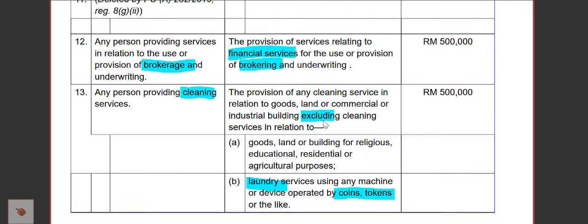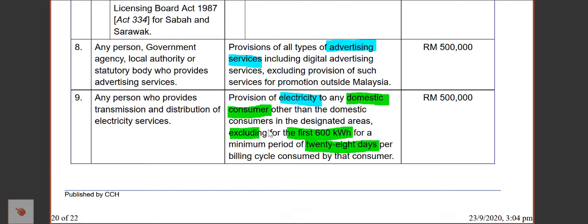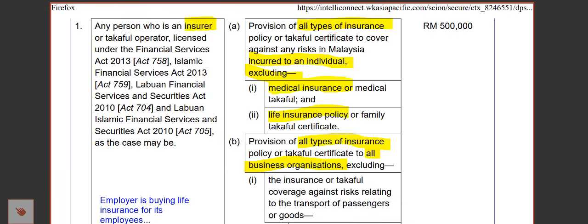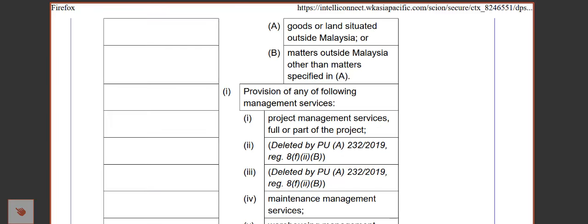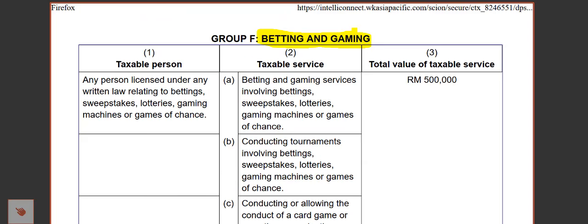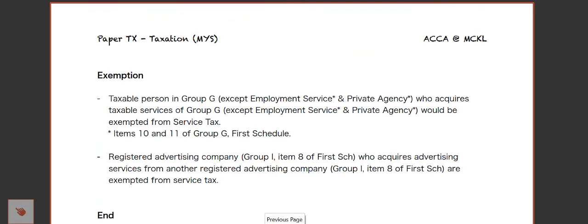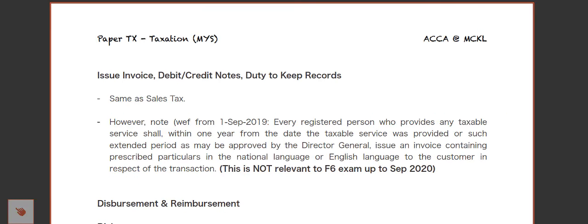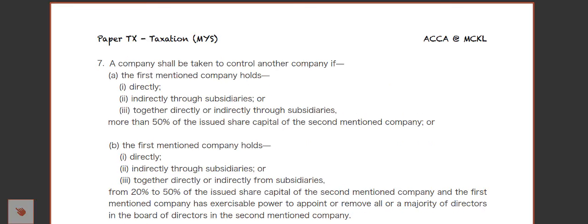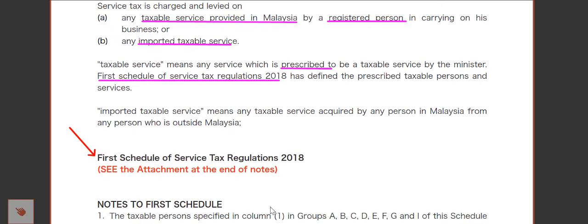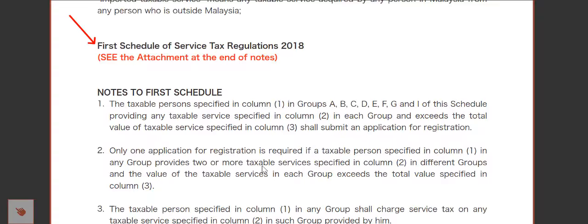Okay. Now, see, the list is very long because service tax is like that. They have to define what is taxable, what is not taxable. Now, I know you will have a question like, do I need to remember all these things? The answer is yes, because if you do not remember, then how would you know what is taxable and what is not taxable?